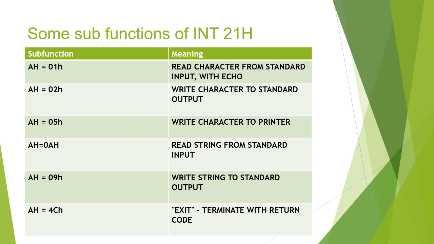So how will you mention those sub functions? You need to populate the AH register. If you populate your AH register with 01H and then invoke INT 21H, you will be going to that sub function which helps you to read a character from the standard input with echo. If you populate your AH register with 02H and then invoke the interrupt INT 21H, you will go to that sub function in the DOS API which will enable you to write a character to the standard output. So like that you can see the various combinations of AH and INT 21H. This is how you address all the sub functions of your DOS API.